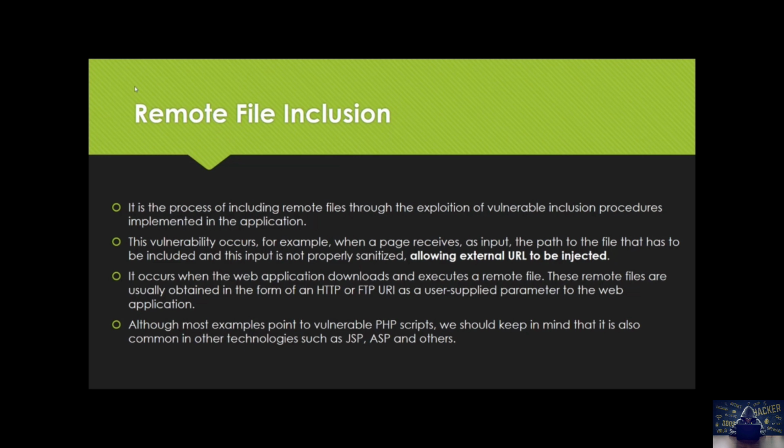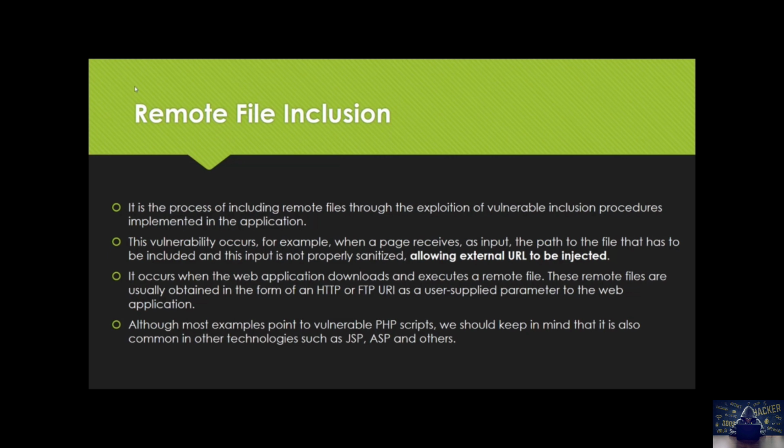It occurs when the web application downloads and executes a remote file. These remote files are usually obtained in the form of HTTP or FTP URI as a user-supplied parameter to the web application. Although most examples point to vulnerable PHP scripts, we should keep in mind that it is also common in other technologies such as JSP, ASP and others.